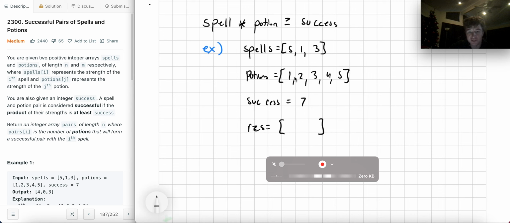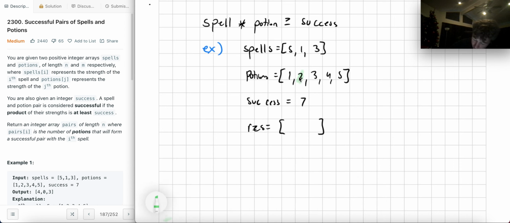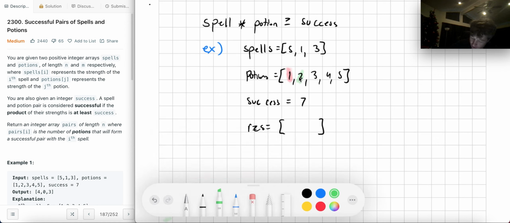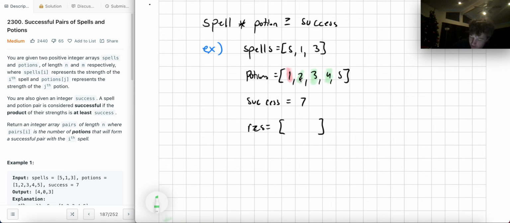So 5 times 1, is that greater than 7? No. 5 times 2, is that greater than 7? Yeah, 5 times 2 is 10. That's greater than 7, so this one's good. This one is not. 5 times 3 is 15, greater than 7, good. 5 times 4, 20, greater than 7, good. 5 times 5, 25, greater than 7, good. So what's the answer there? That would be 4. And that's why the answer here is 4.